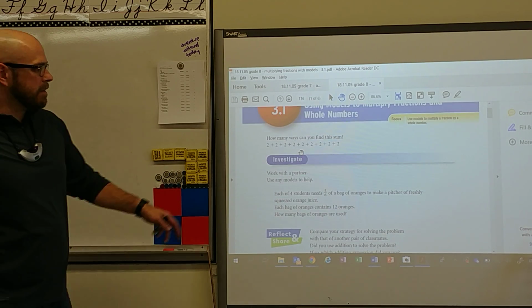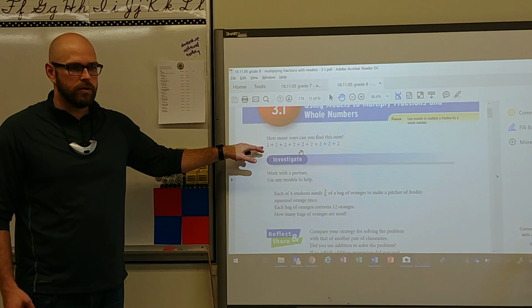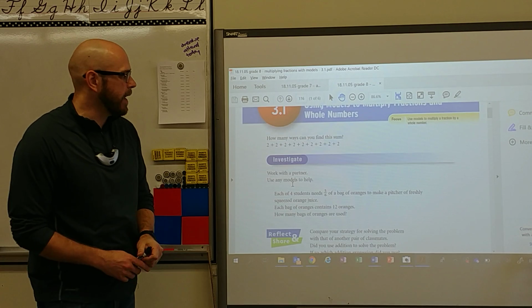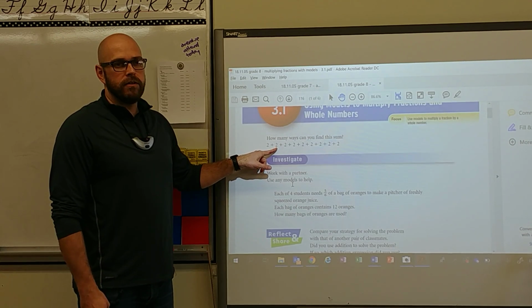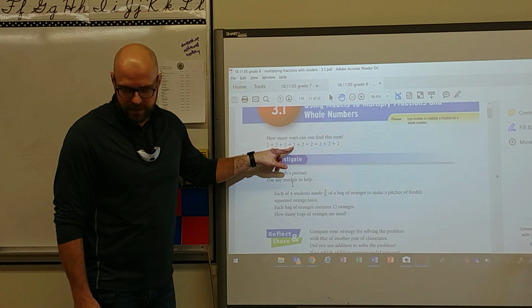So first, let's look back. How many ways can you find this sum? 2 plus 2 plus 2 plus 2 plus 2 plus 2 plus 2 plus 2 plus 2. Now, when you were in grade 2, what you did is you went 2 plus 2 is 4, plus 2 is 6, plus 2 is 8. Okay.